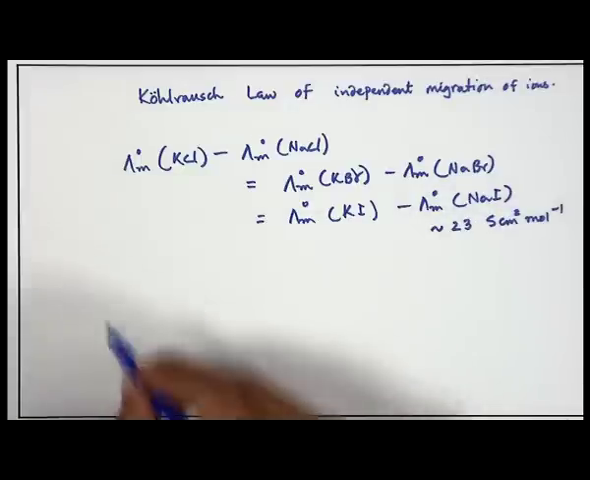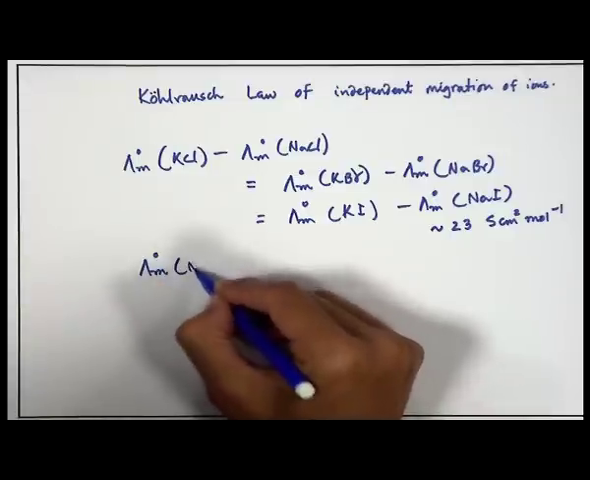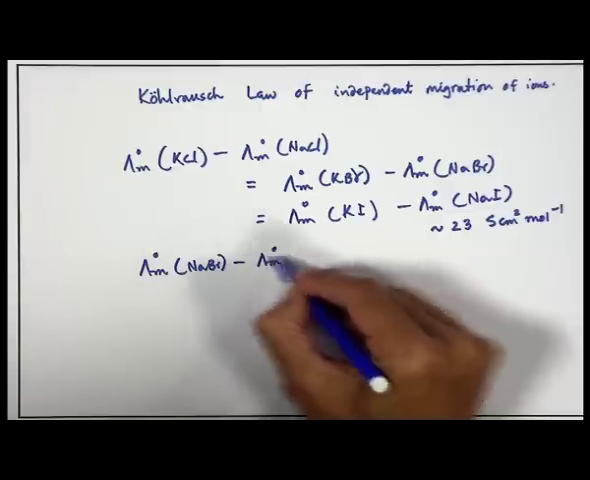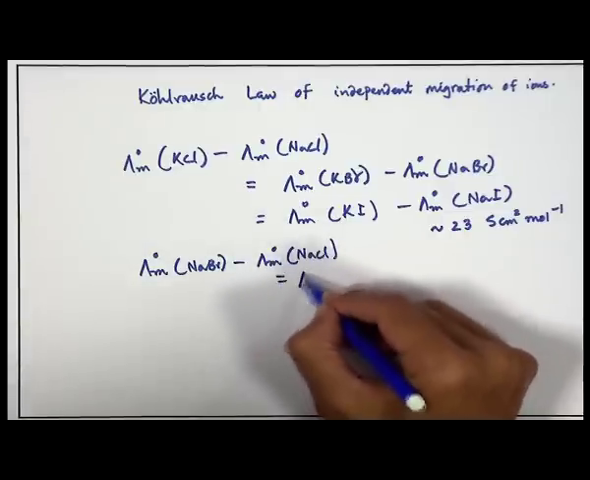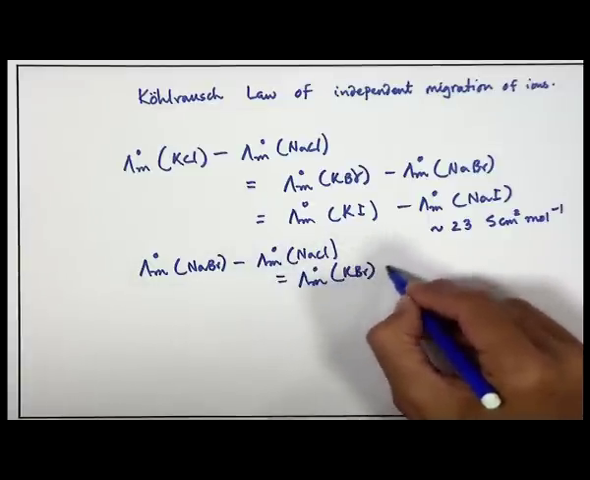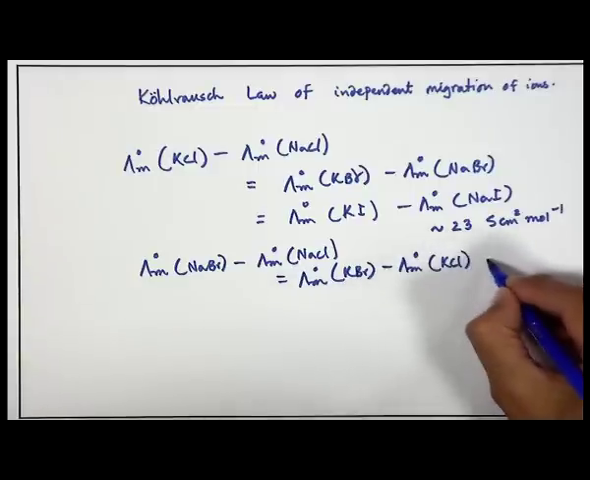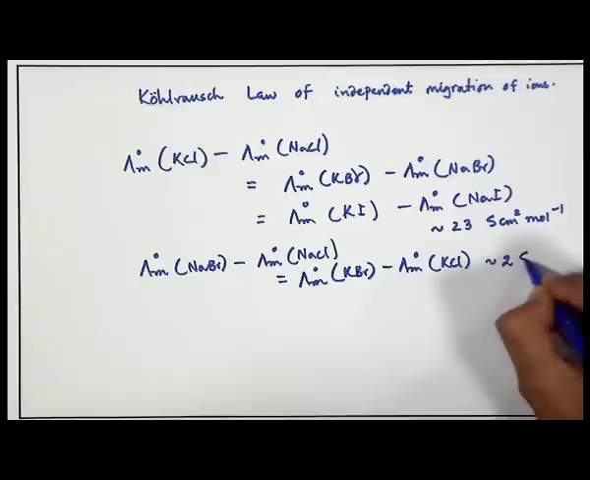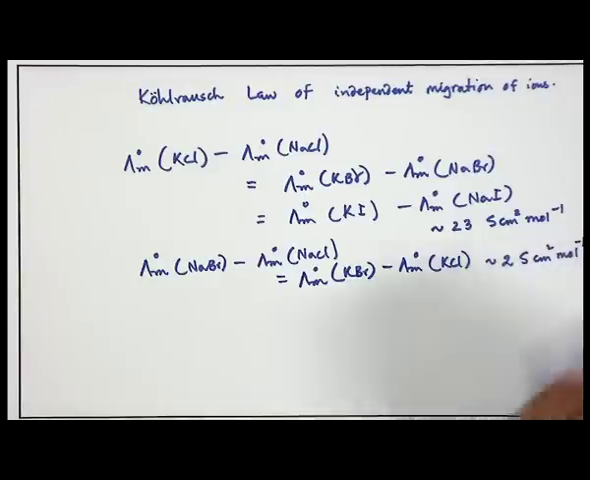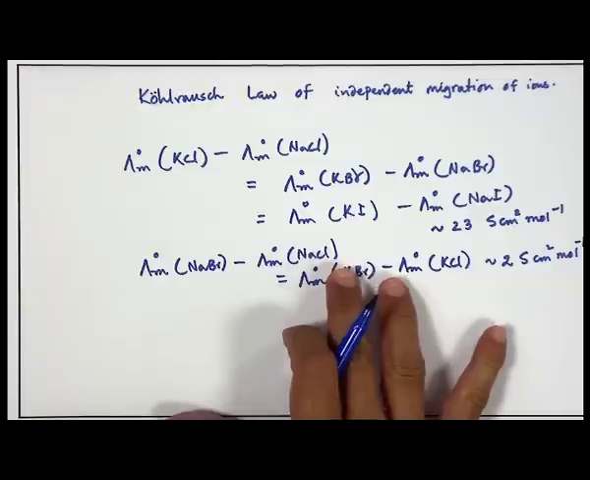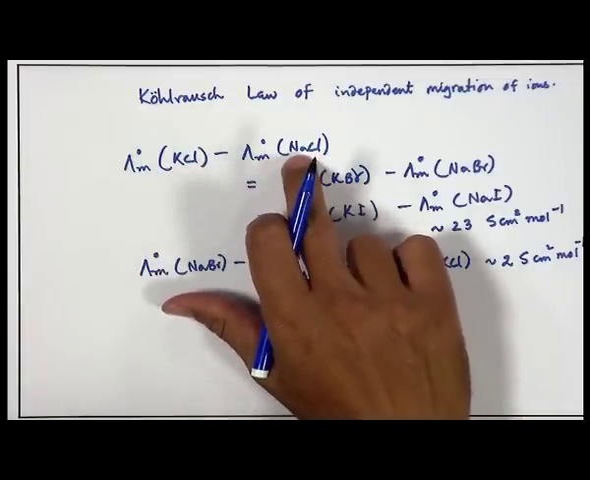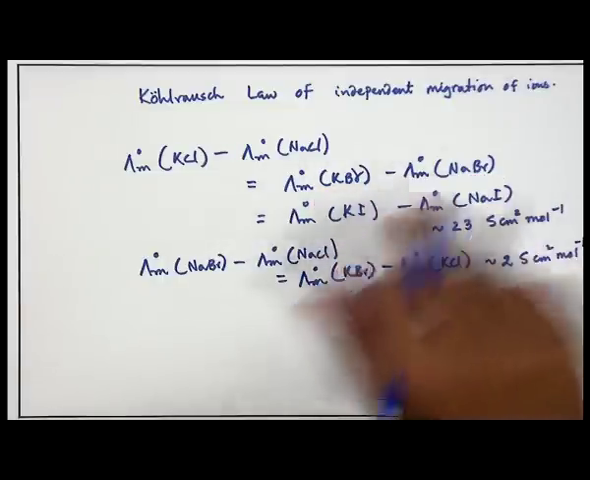In the same way, lambda m 0 NaBr minus lambda m 0 NaCl is equal to lambda m 0 KBr minus lambda m 0 KCl, and that comes out to be close to 2 Siemens centimeter square mole inverse. That is the molar conductivity at infinite dilution. If you take the difference, it is found that it follows like this. This is a very strange behavior for electrolytic conductance: KCl minus NaCl, KBr minus NaBr, KI minus NaI.